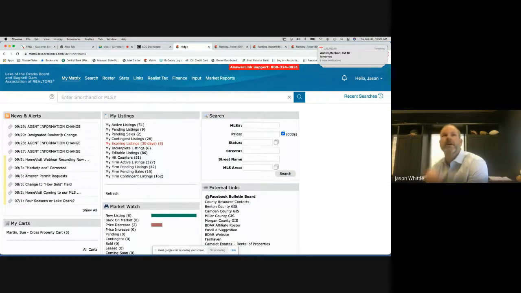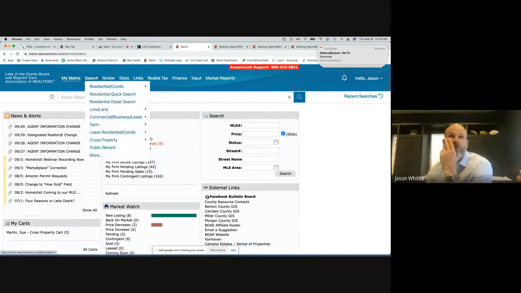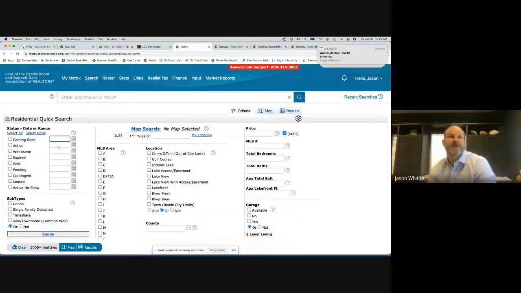Oh, inventory. So inventory, if you're wanting specific inventory, like if you want the whole market, you can do cross property. If you're wanting to get specific, how many single family homes are there? Well, there's 440 that are active. If you're wanting to do condos and villas, there's 162.